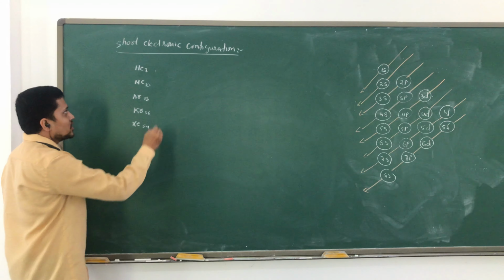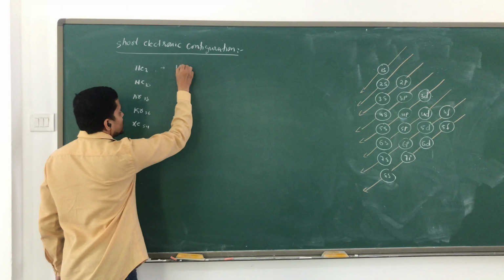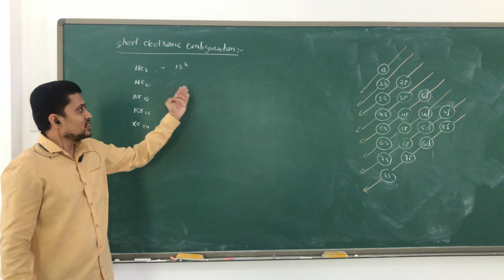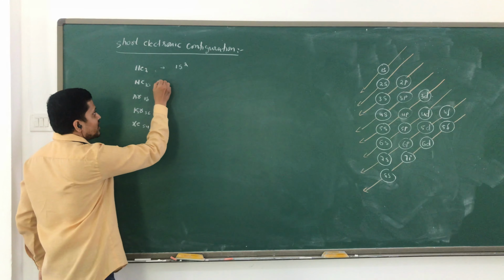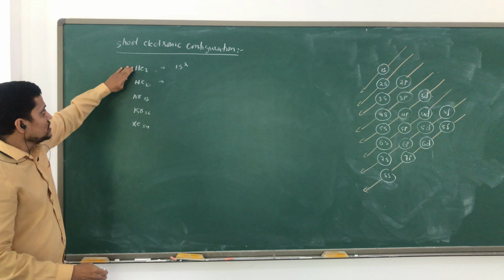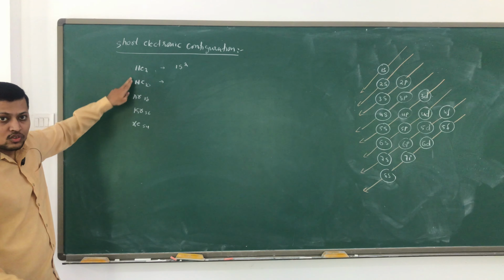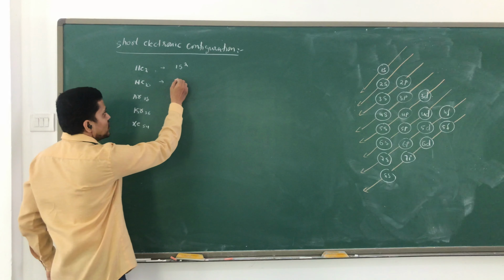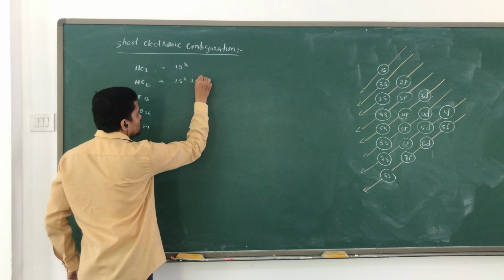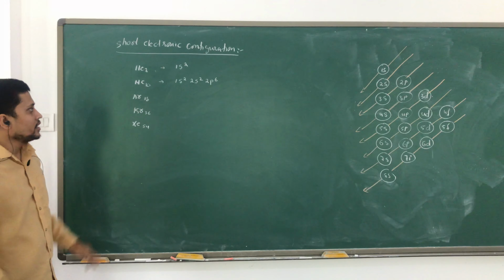Here I am just writing the electronic configuration of these elements. Helium is 2, so that is 1s2. Based on the energy of the orbitals, we fill them. Before writing the short form, let us see the electronic configuration of these noble gases. Neon: 1s2, 2s2, 2p6, total 10.